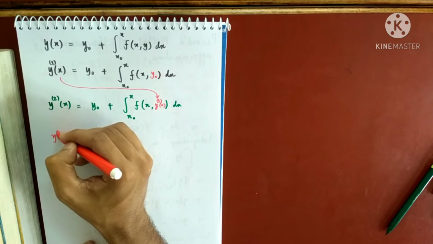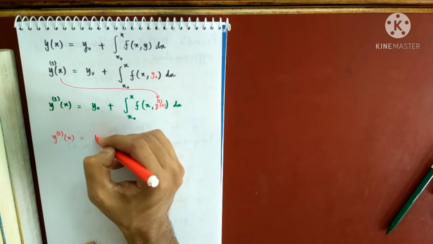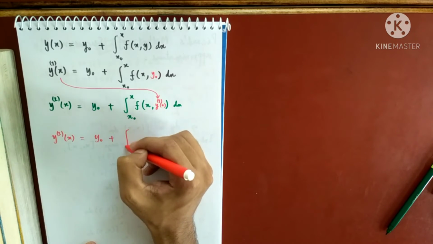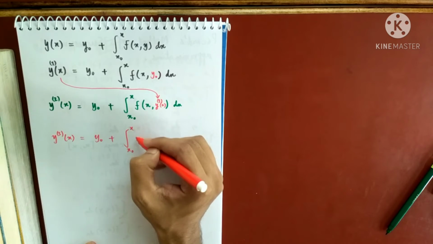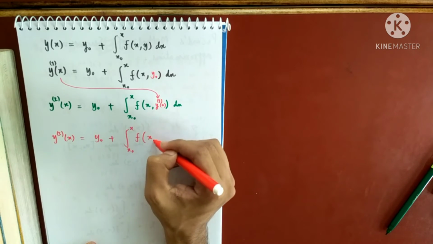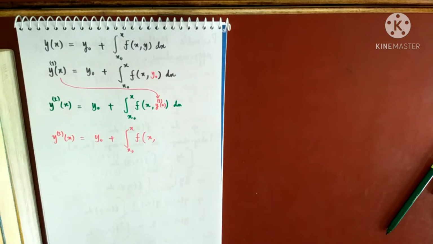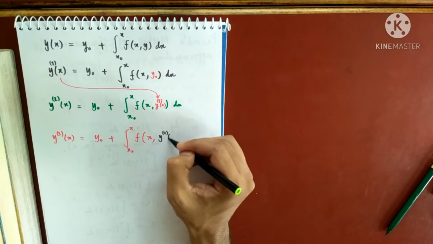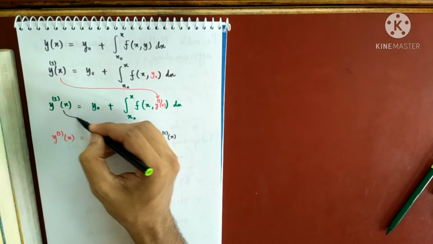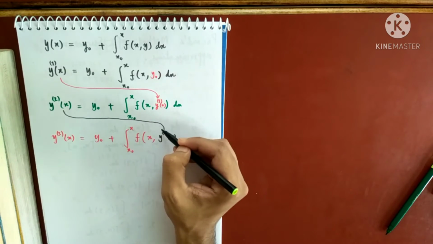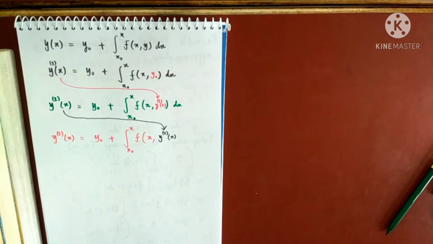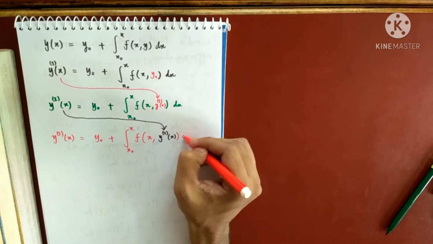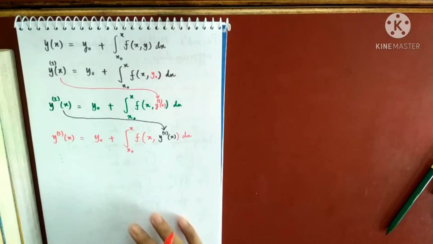What is the third approximation? It is y naught plus integration x naught to x f of x comma, and the value of y2 of x obtained will be put here. And then we'll keep on proceeding in this manner.